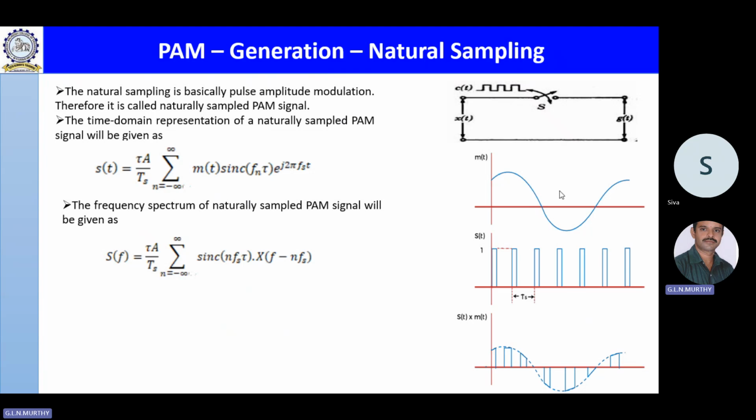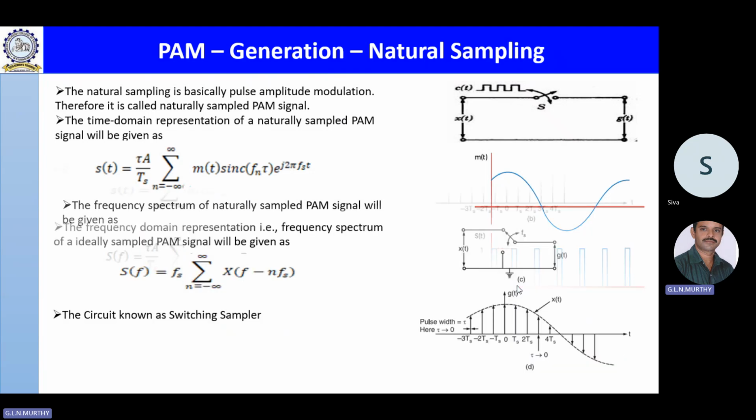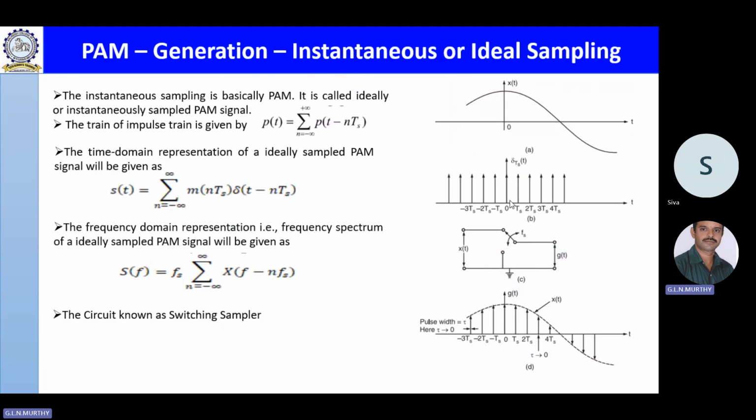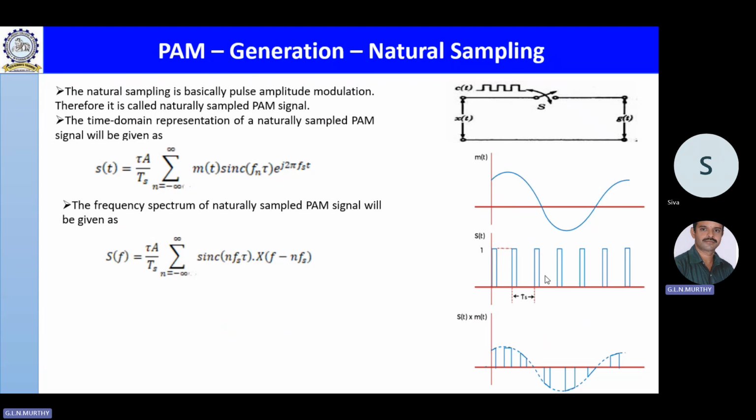So this is the message signal m of t or x of t. Notation is our convenience. This is our carrier signal, periodic pulse waveform. Have you observed in the previous case, the width of the impulses is zero. But in this case, we are making use of a rectangular pulse waveform whose width is non-zero, which is going to result in a signal like this. But the question comes, why the name natural sampling? The name natural sampling is given because the sampled signal follows the shape of the original message signal. You can see easily here.